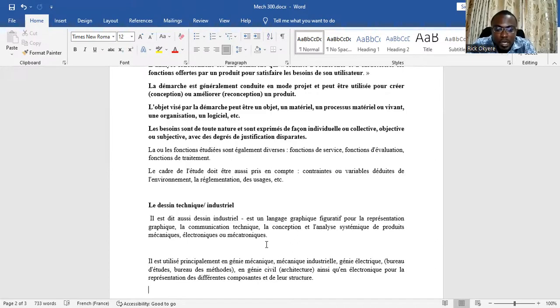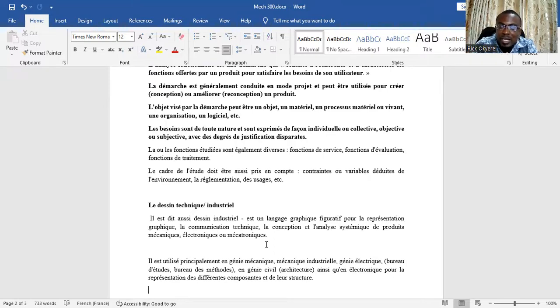So what is it? Le dessin industriel est un langage graphique, figuratif pour la représentation graphique, la communication technique et la conception et l'analyse systématique des produits mécaniques. So the dessin technique is a graphic language that is used to represent the graphics of a product, the technical communication of a product, and the conception of a product, or even the analysis of a mechanical product.